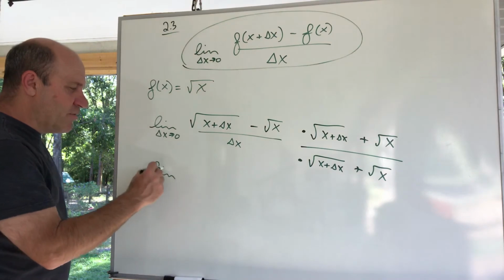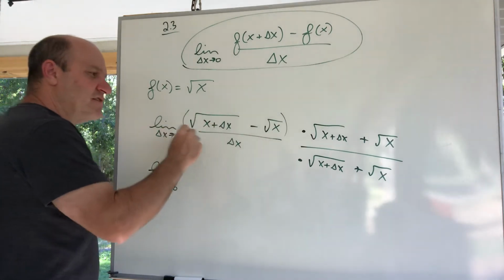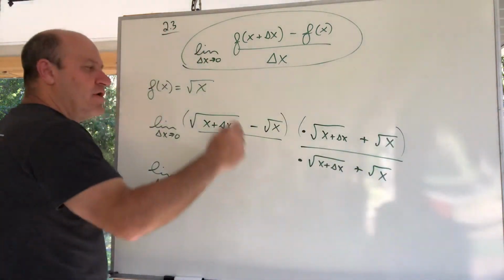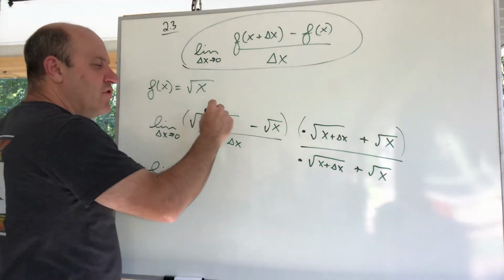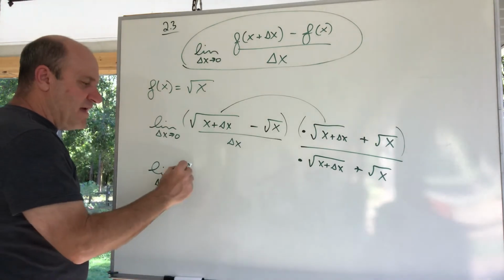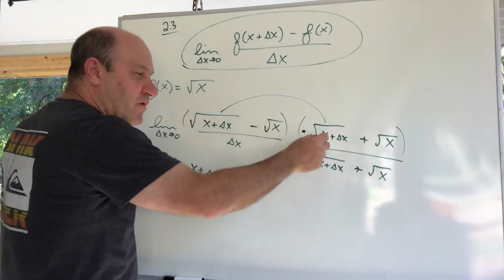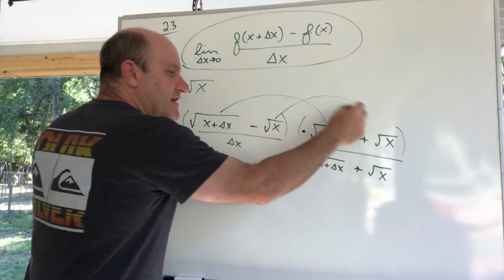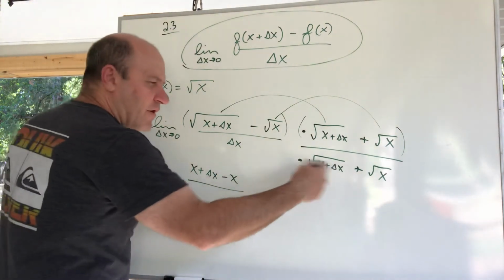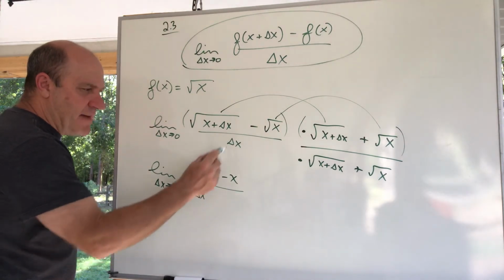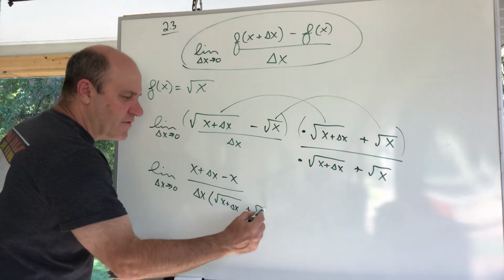So in the numerator, it will clean up big time. In the numerator, you're FOILing this out. It's this binomial times this binomial. You FOIL it out, but it's going to be like the difference of two squares. The middle terms will cancel. You'll get this times this, and that will be an x plus delta x, minus this times this, so that's minus an x. All over, do not FOIL this out, you just have a delta x times parentheses the square root of x plus delta x plus the square root of x.